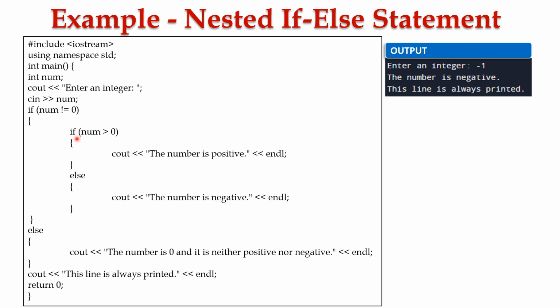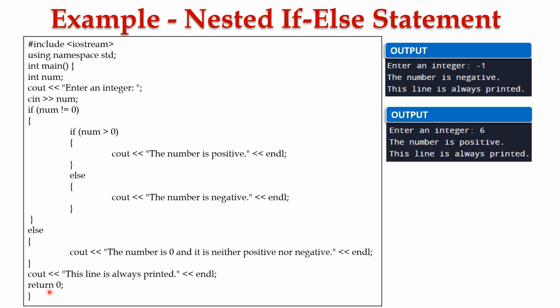So here we have another condition: if number is greater than 0. It is not greater than 0, so this if part is skipped and we move to the else part. In the else part, it prints with cout that the number is negative. We can see that "The number is negative" is displayed to the user. Since the outer if condition is true, the else part has been skipped, and the next statement, cout "This line is always printed", has been displayed to the user, and finally the program ends here.